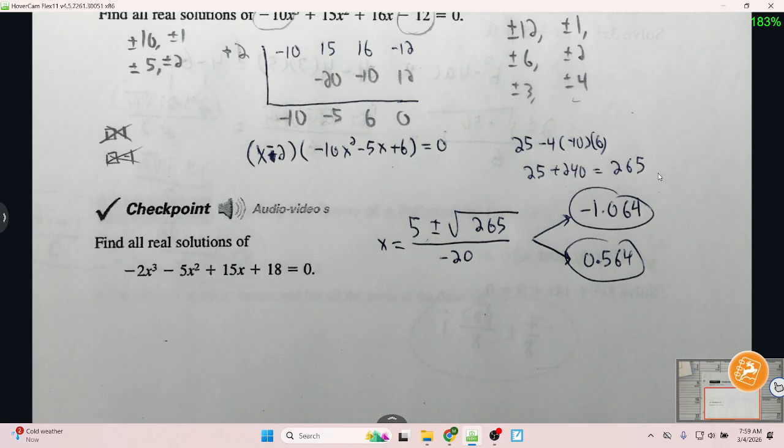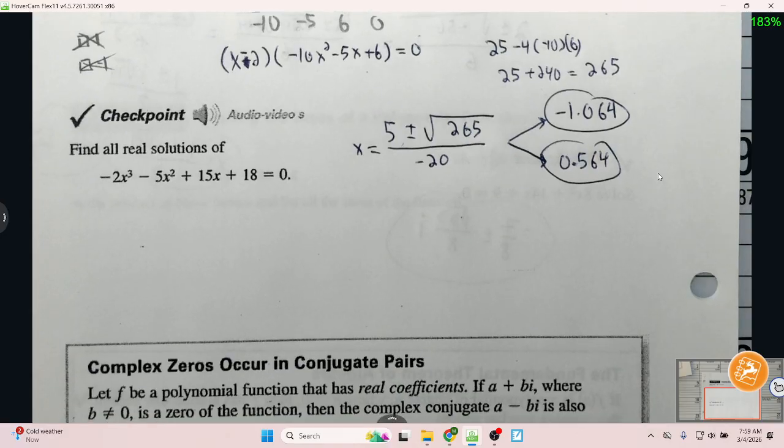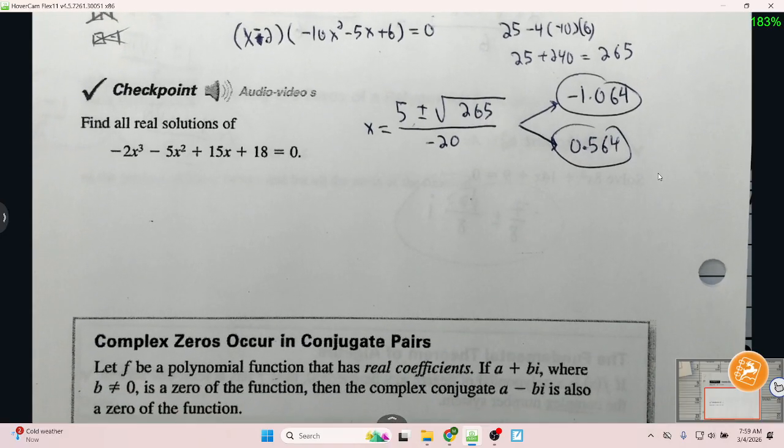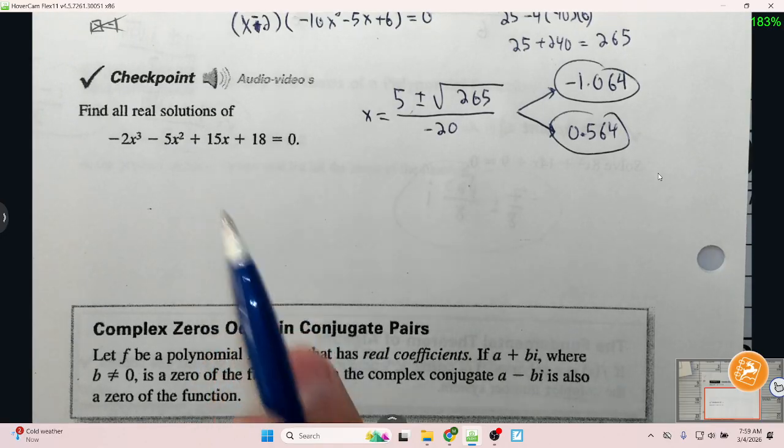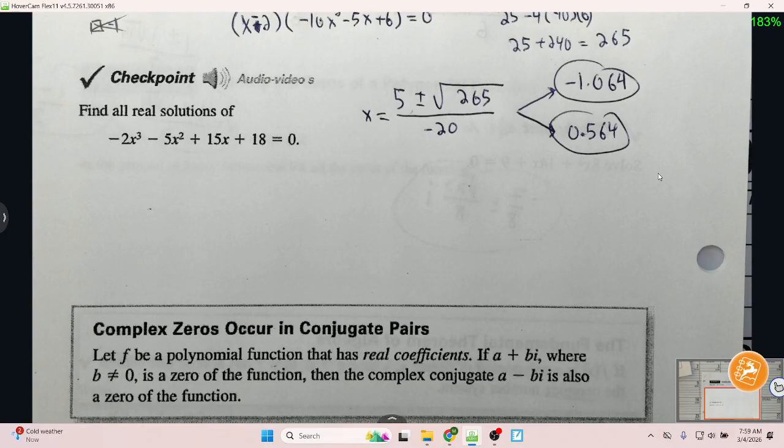Okay, so I would encourage you to pause the video and give this problem a try, finding all real solutions of this one. So pause it, and I will see you in the next video. Please try that problem.